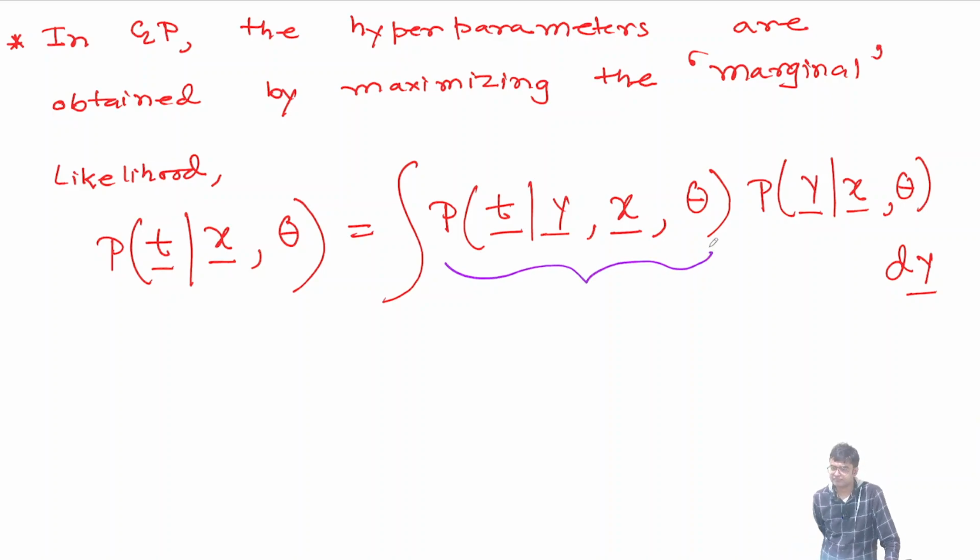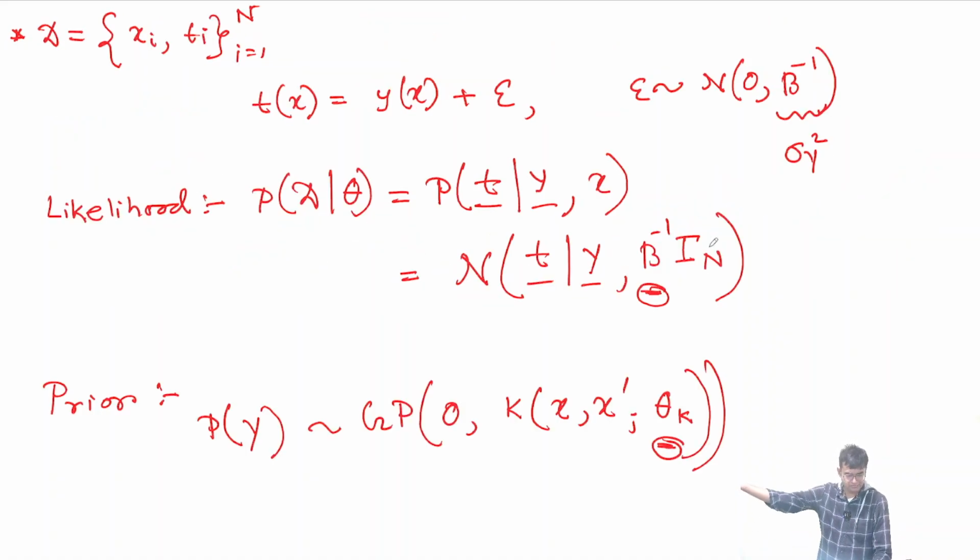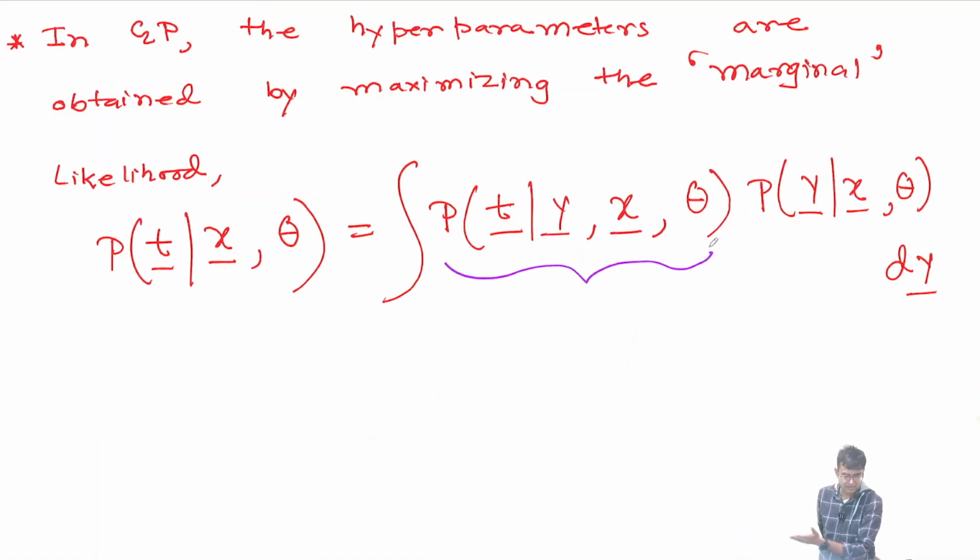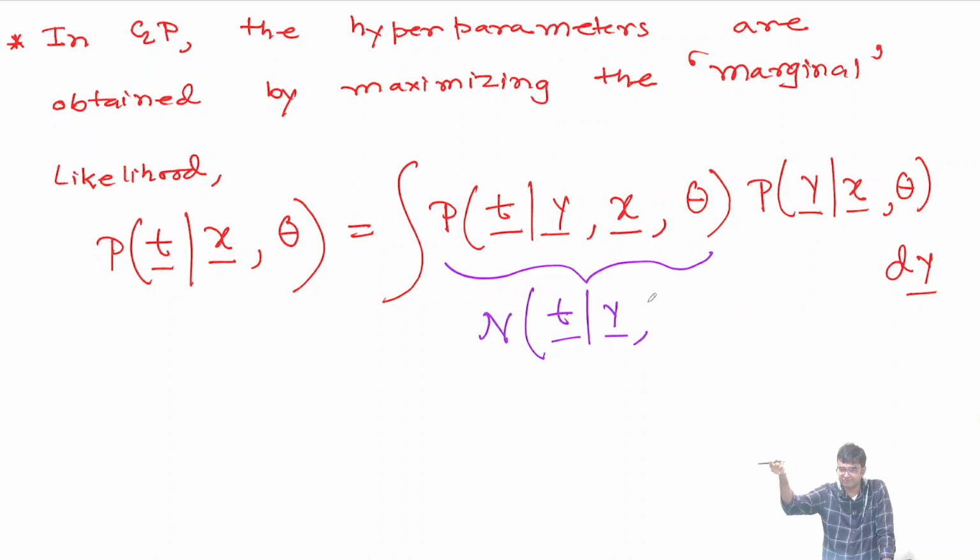What is this? This is my likelihood. I was not writing the other terms, but this is actually my likelihood, t bar given y bar comma x, and theta is there. The theta will be only beta. The other theta is independent, so that does not matter. This is your likelihood. So what is the distribution? Gaussian, of t bar given y bar comma theta will give me beta inverse I.